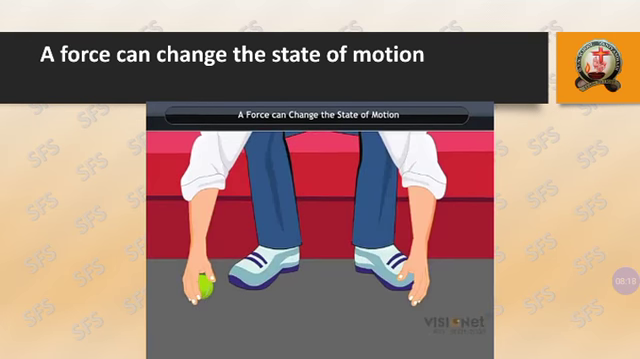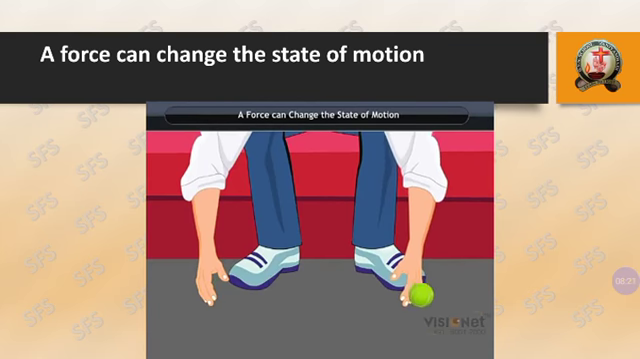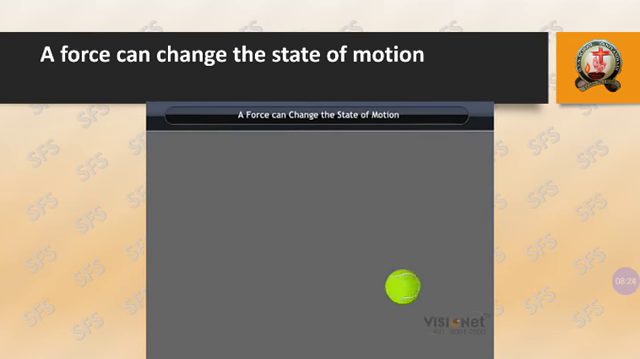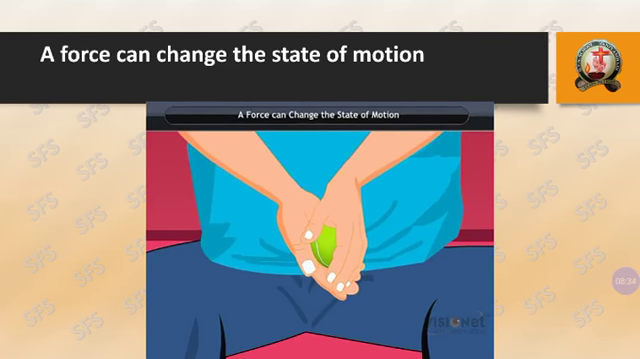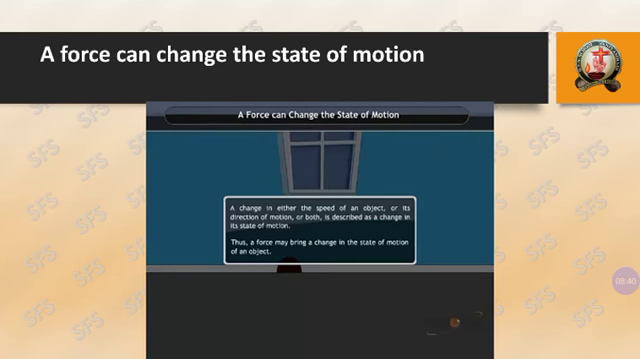Now push the ball again so that it starts moving. Then give it a push at some angle. What happens to the motion of the ball? The direction of motion of the ball has changed. In the last, take a ball between your palms and try to push. What do you observe? You observe that the ball squeezes. A change in either the speed of an object or its direction of motion, or both, is described as a change in its state of motion. Thus, a force may bring a change in the state of motion of an object.